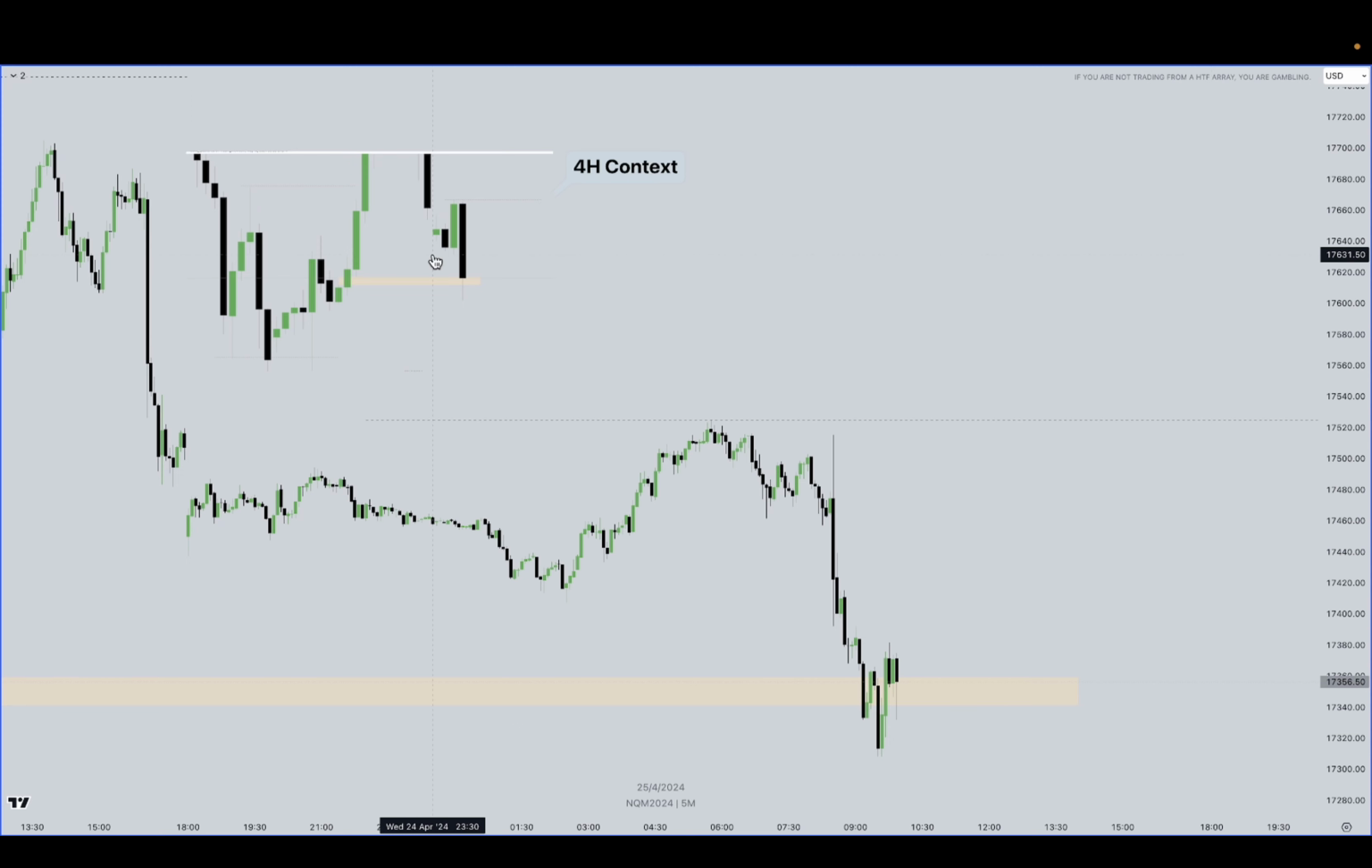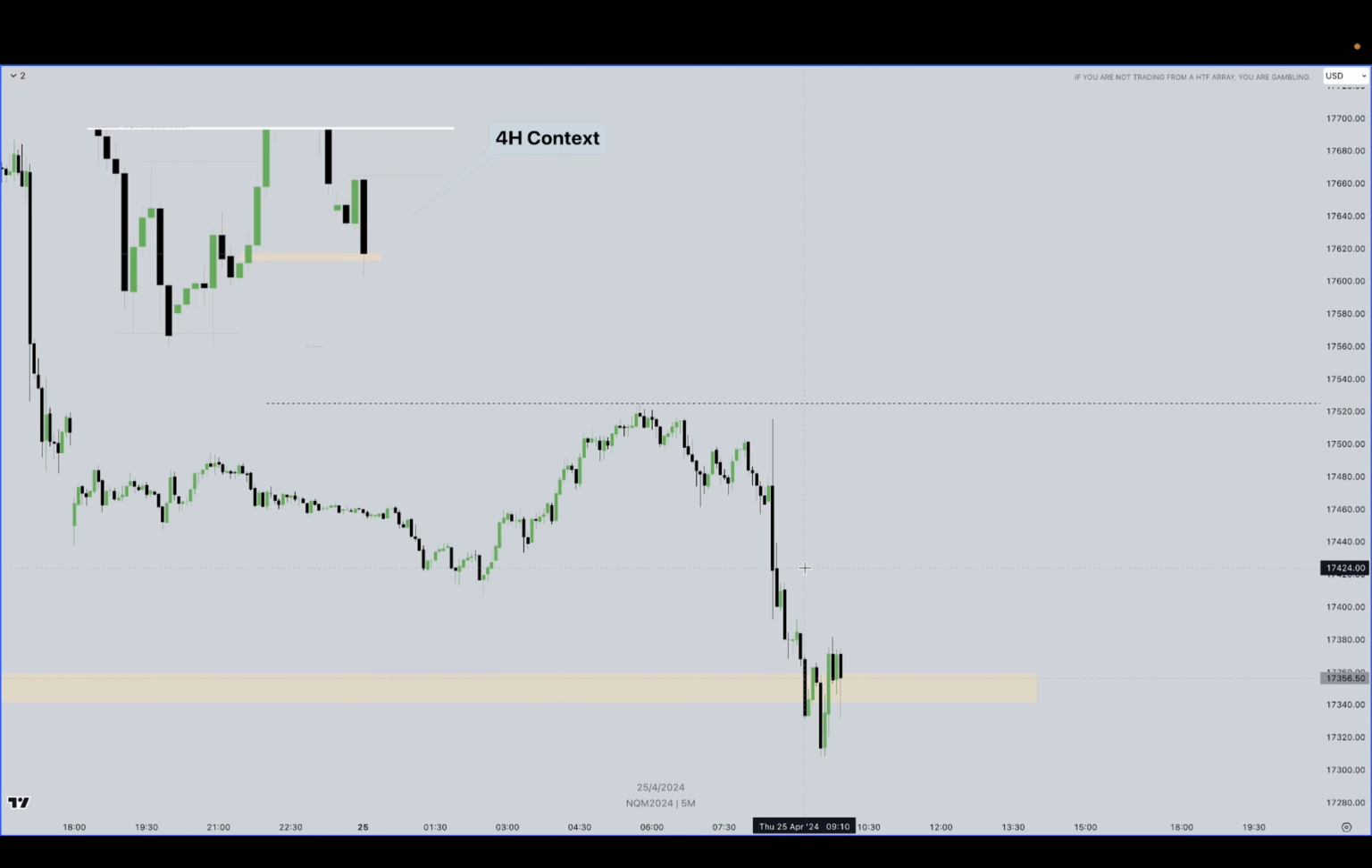To take an example, here you see the 4-hour context of this current 5-minute chart. So we are currently in this 4-hour fair value gap. We are looking at respecting the 4-hour candle, and then drawn liquidity will be the next high right here. And that's this dotted line right here. So how can you now frame a trade throughout this?